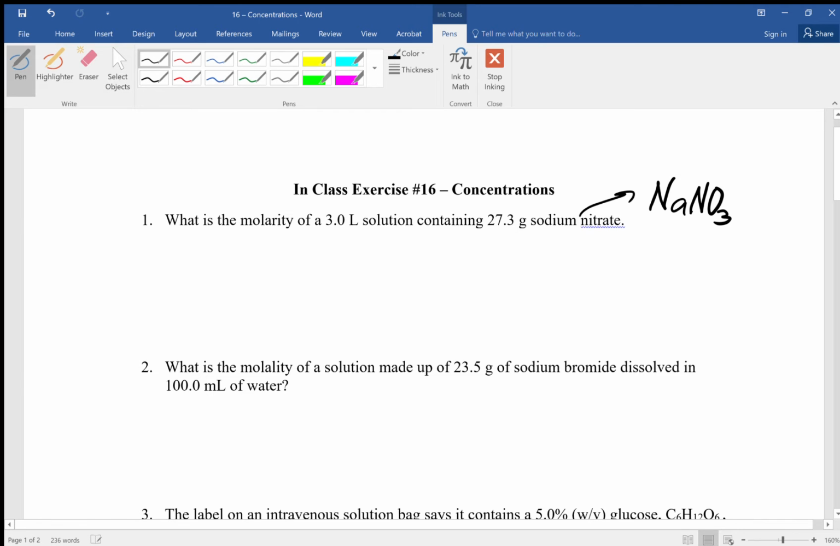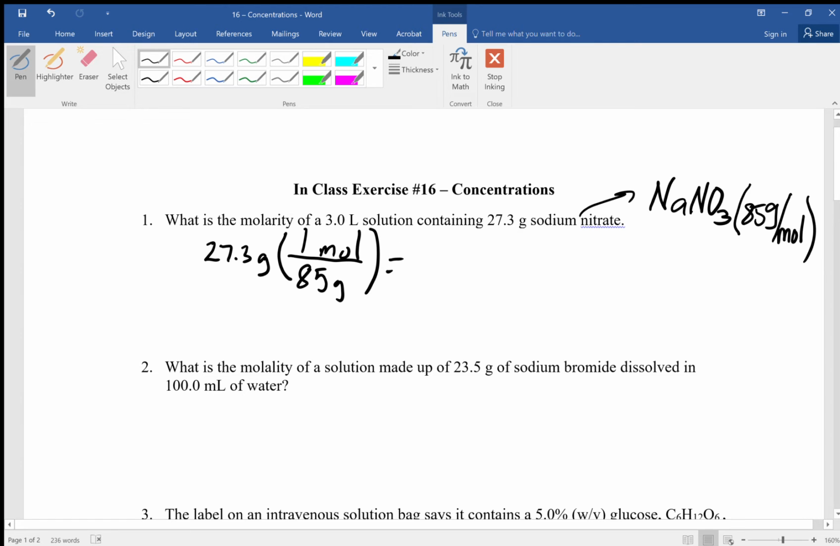So by this point we should be pretty comfortable knowing our polyatomic ions. And we know that sodium nitrate is NaNO3, which has a molar mass of approximately 85 grams per mole. So we can use that to calculate the number of moles of sodium nitrate. We have 27.3 grams of it. Divide by the molar mass, and we get that we have 0.321 moles.